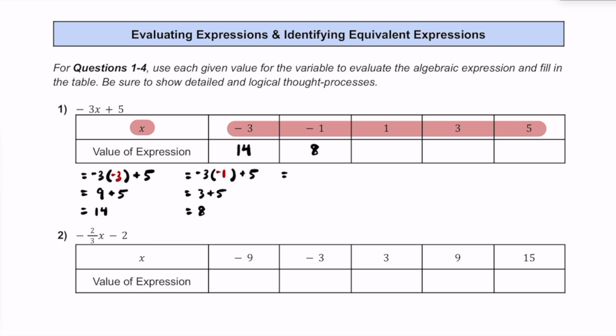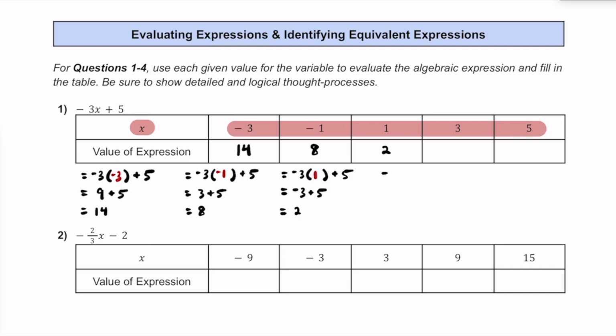All right, what if x is positive 1? Well, we'll take this negative 3 and multiply it by 1. Hopefully you're getting the hang of this, just repeating the process with different x values. Negative 3 times 1 is going to be negative 3. Then negative 3 plus this 5 is going to be equal to positive 2.